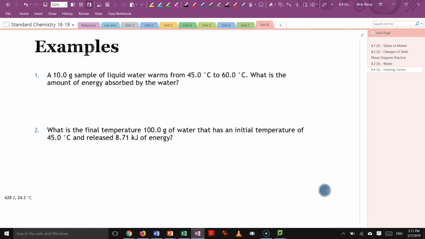to be able to know how to use this expression. So when it comes to this example, go ahead and take a look and identify what they're asking for and then what you're given. It says a 10.0 gram sample of liquid water warms from 45 degrees to 60 degrees. What is the amount of energy absorbed by the water?